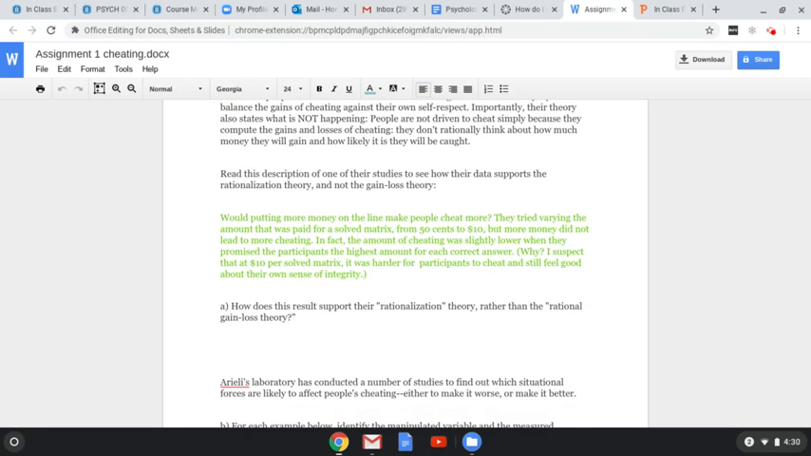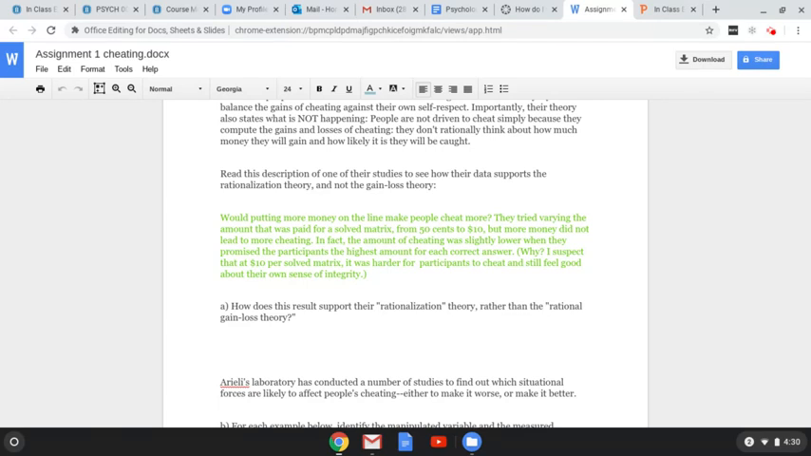So let's do another situation, another description, another study, a variation of the original one. The first study has the regular control condition where they just solve the matrices and show how many they solved and collect their money. And the experimental group had the paper shredder, so they were on the honor system with the paper shredder.